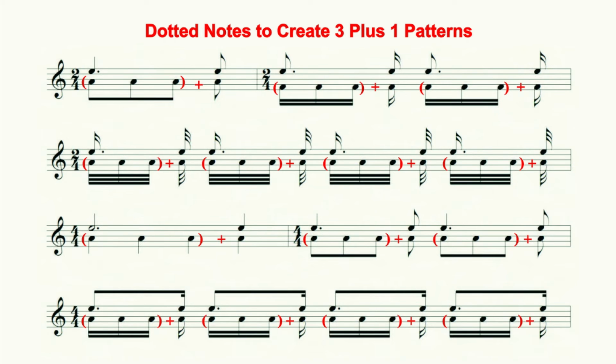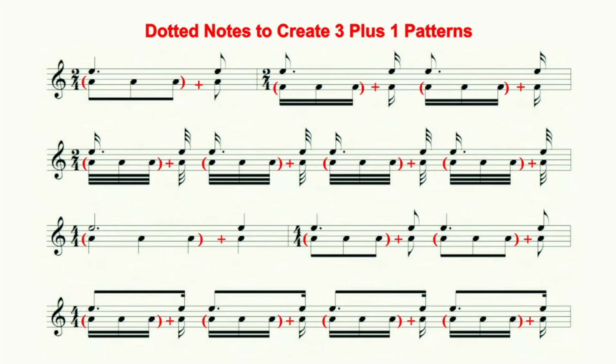The dotted quarter represents a combined group of 3 eighth notes. The 2 quarter note beats have the total value of 4 eighth notes. So the dotted quarter note representing a group of 3 eighth notes requires only 1 additional eighth note to equal the value of 2 full beats. This 3 plus 1 pattern has a unique sound.